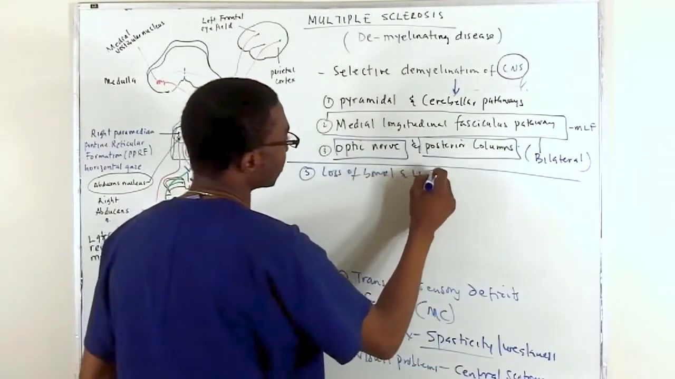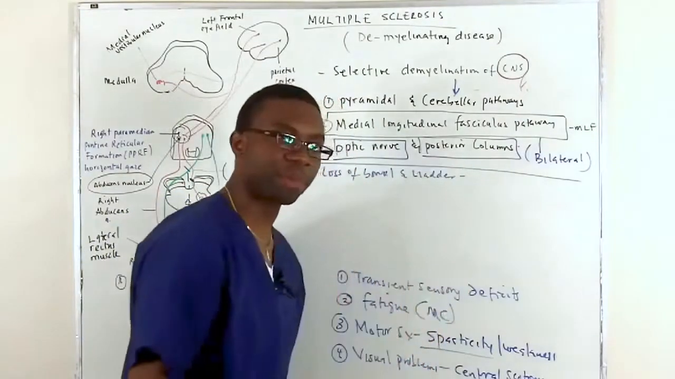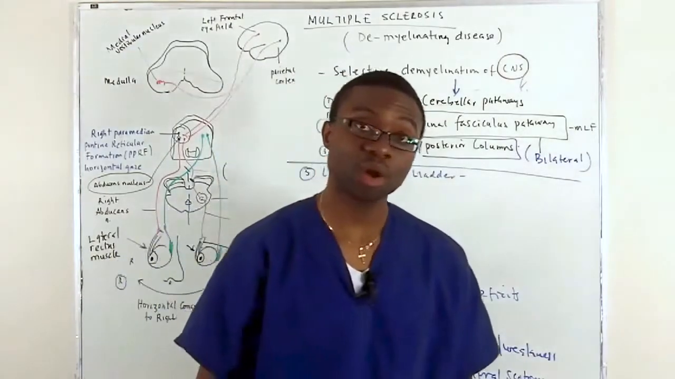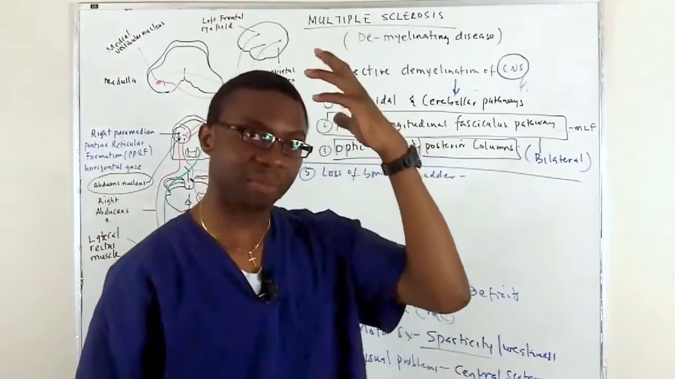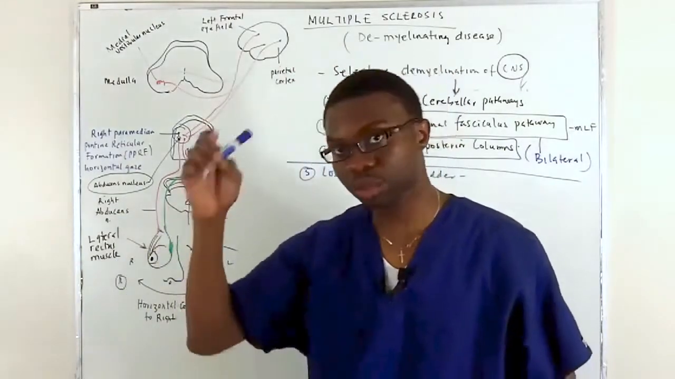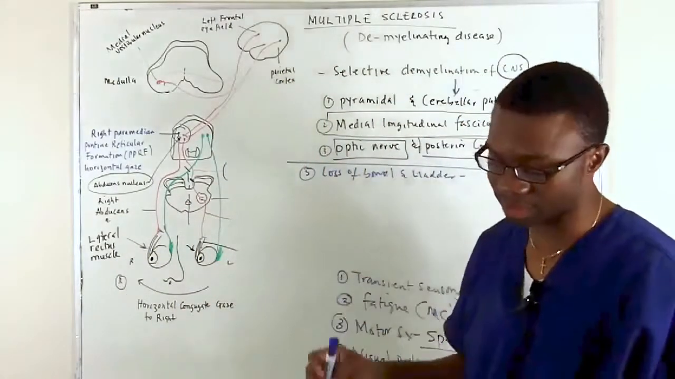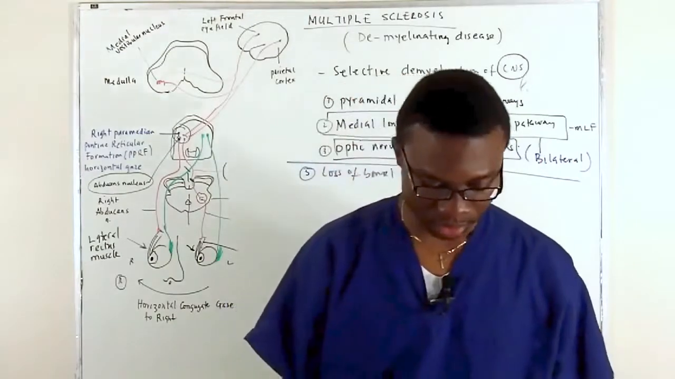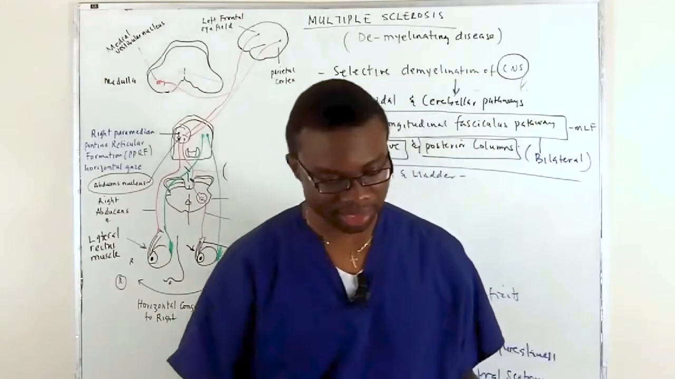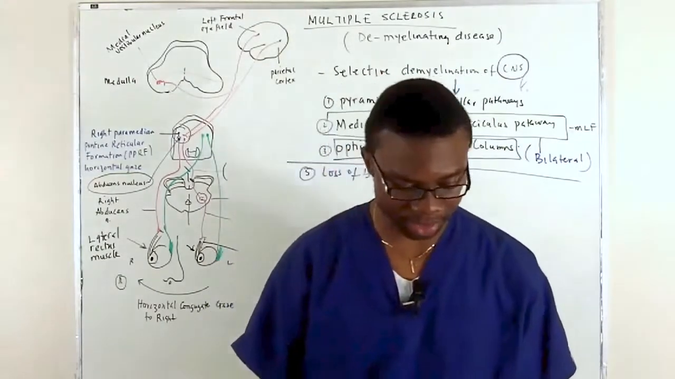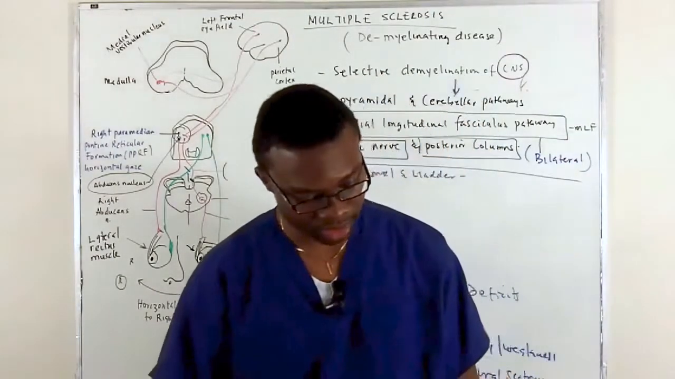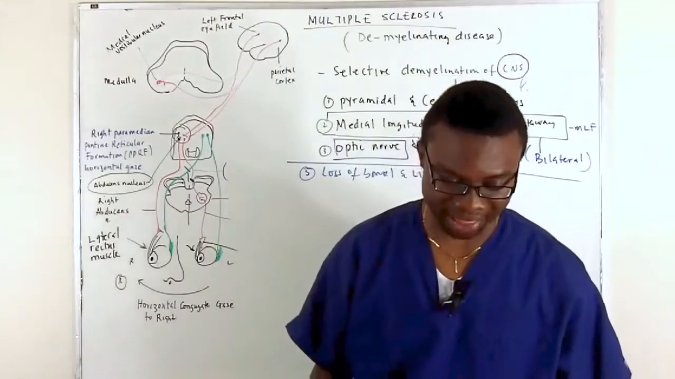Bowel and bladder, which means they can't hold their bowels, they poop on themselves, or they can also urinate on themselves, because if you have damage to the control center in the brain for the bowel and the bladder. Oh, these patients also have autonomic disturbances, which can lead to impotence, constipation, and last but not the least, they can develop neuropathic pain.